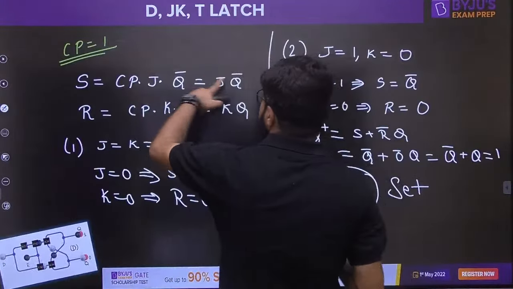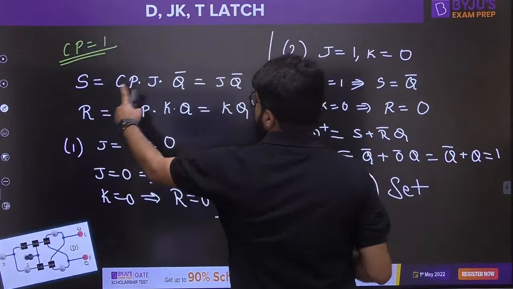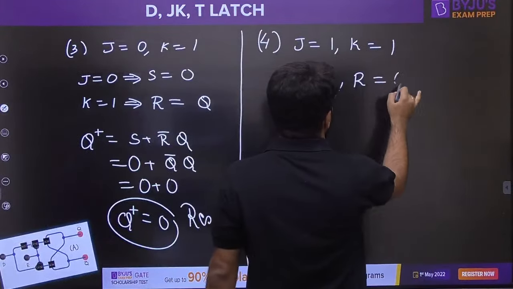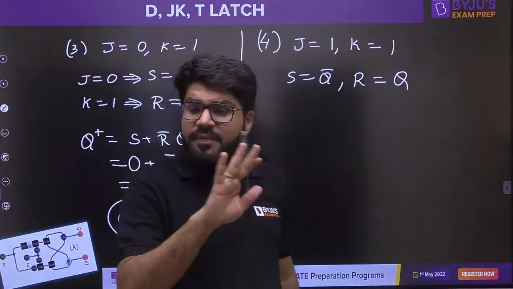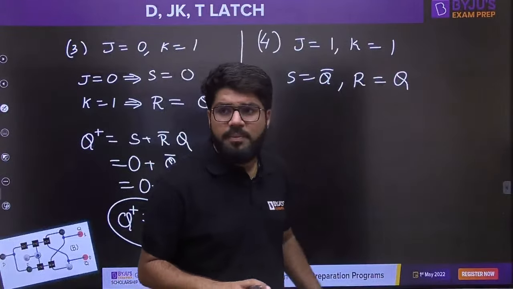Just see. S will be equal to Q bar, and R will be equal to Q. So S and R will not be high at the same time. Both are complement of each other.